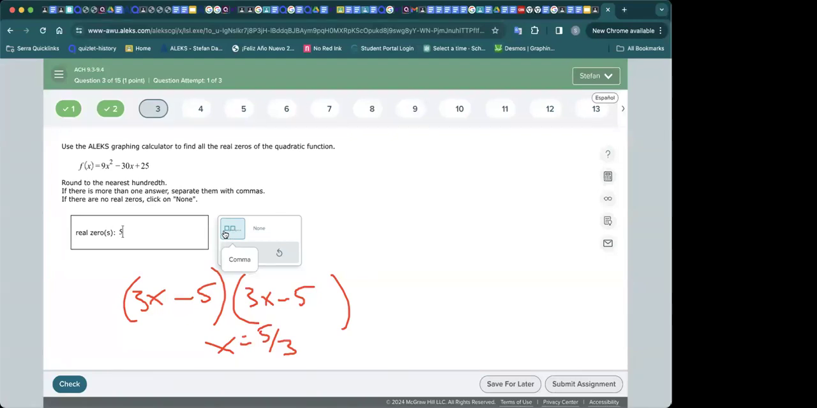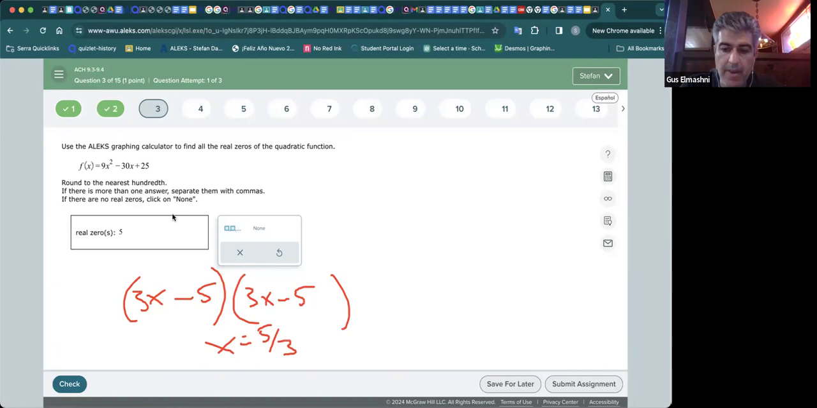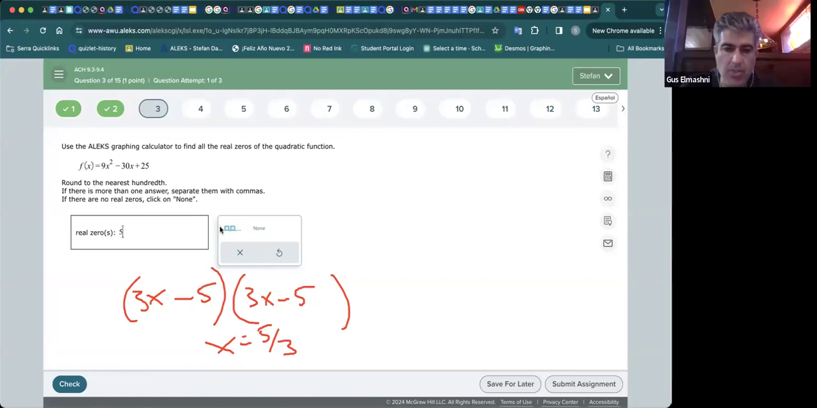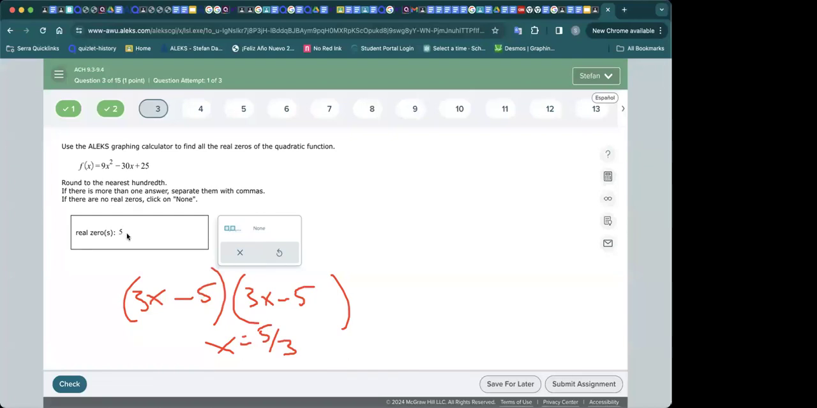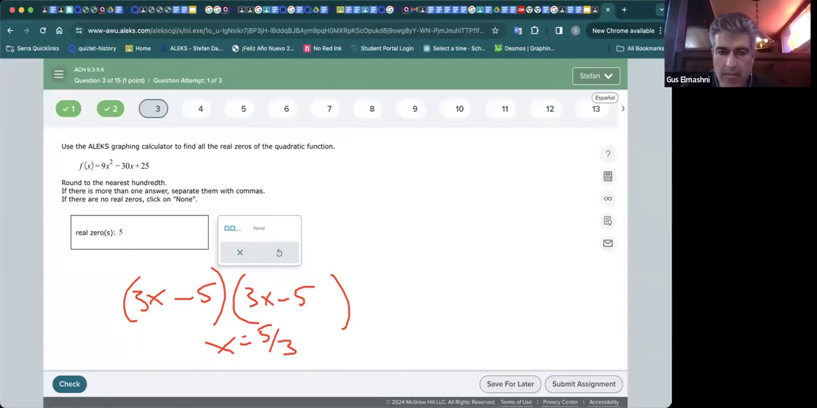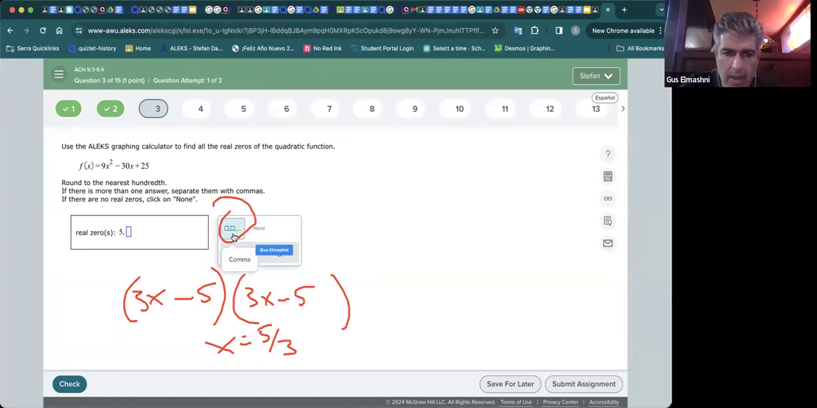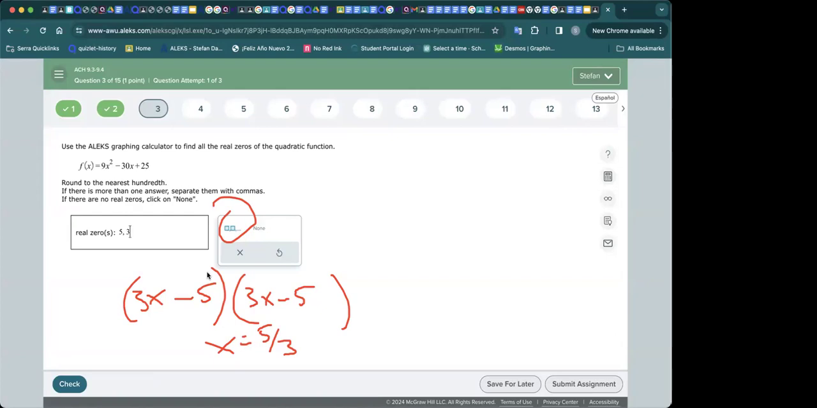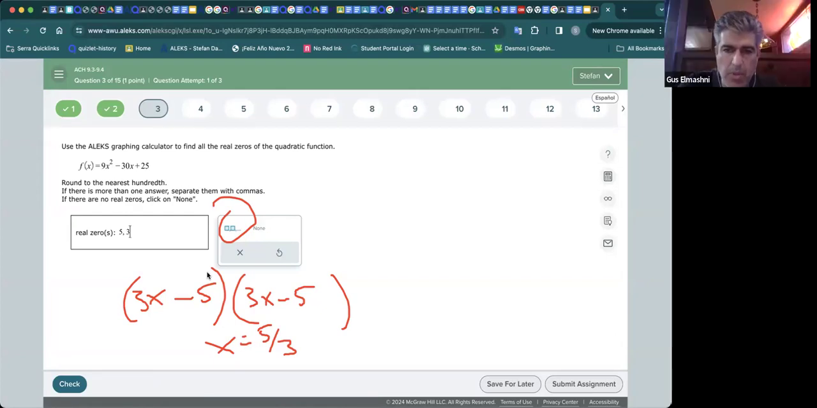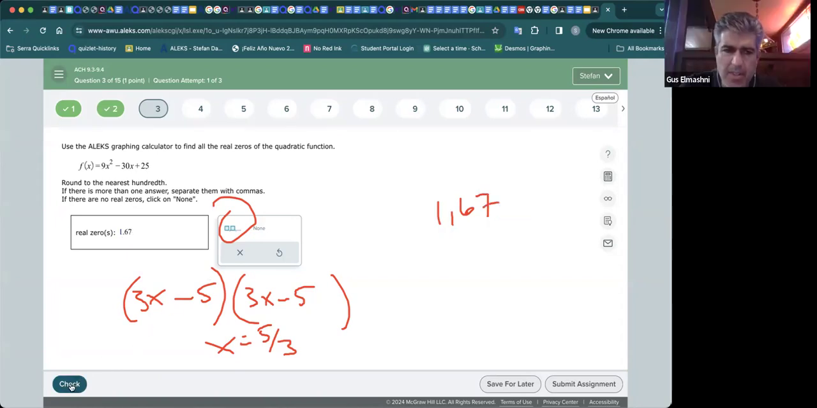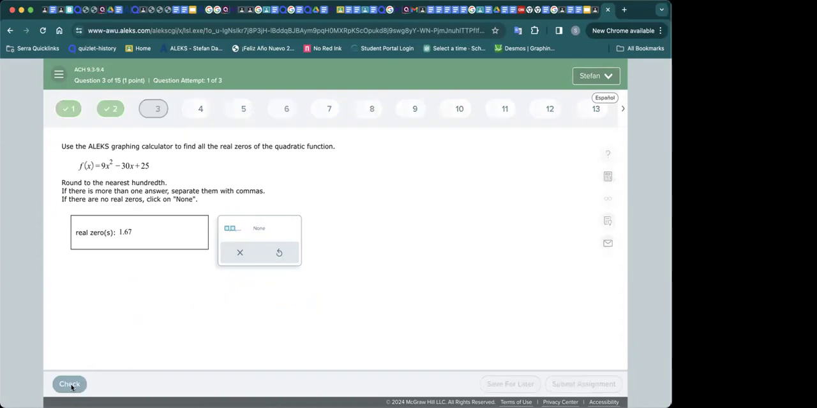How do I do it? It's not letting me do a fraction. Just hit divide. It's right next to shift. Just hit the slash button. Hold on. Oh, you know what? They want you to put a decimal. So then it's 1.67. That's weird. They don't let you do a slash.